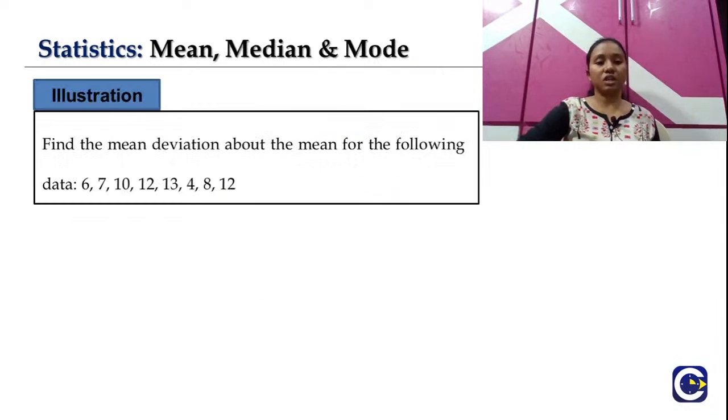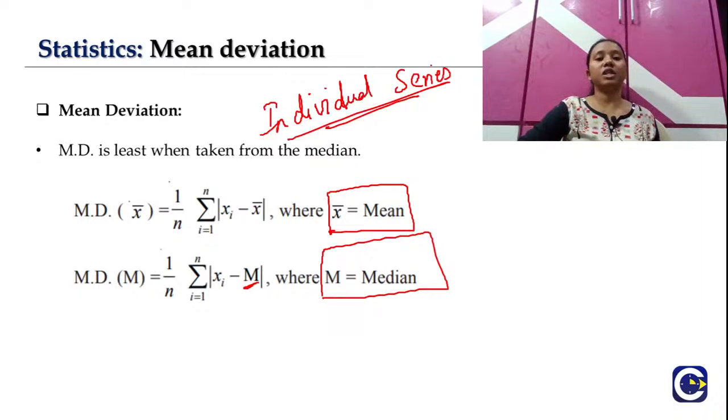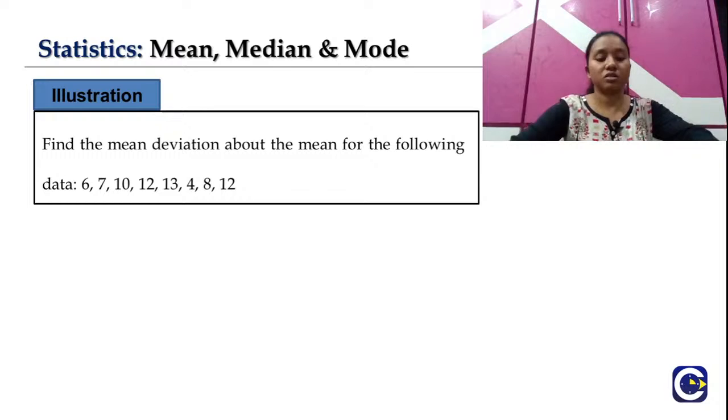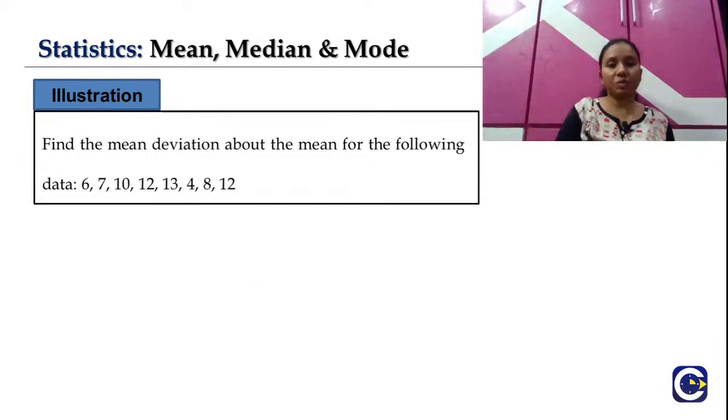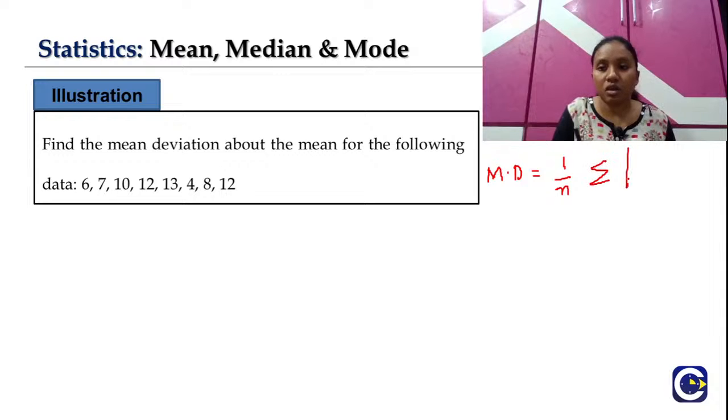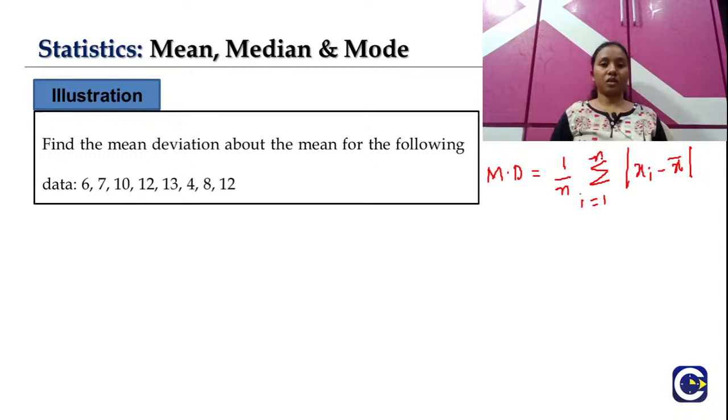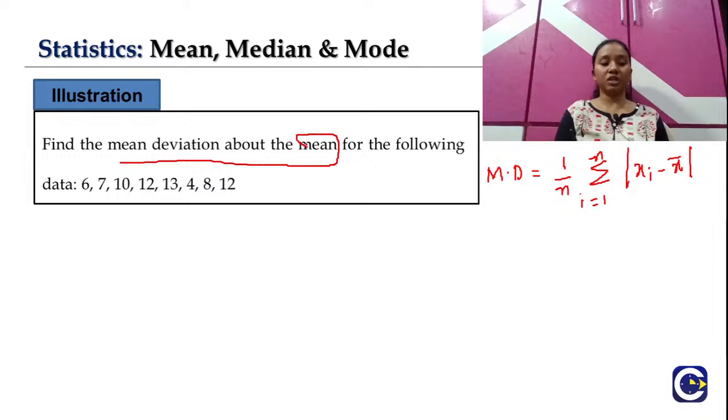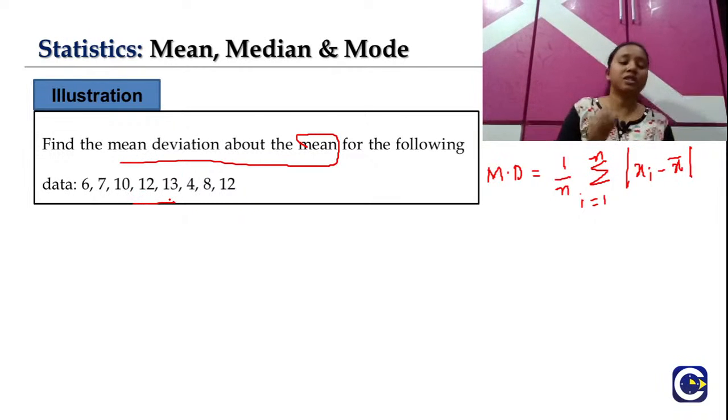So let's see how to find mean deviation for this individual series, individual data distribution, about mean as well as median. The first question is about mean. So I'll just write down the formula here. Mean deviation is equal to 1 by n sigma modulus of xi minus x bar, i is equal to 1 to n. First thing is you have to find the mean, because here we are going to find this mean deviation about mean. So we have to find the mean of the given data first. This is an individual series, so how are we going to find the mean?